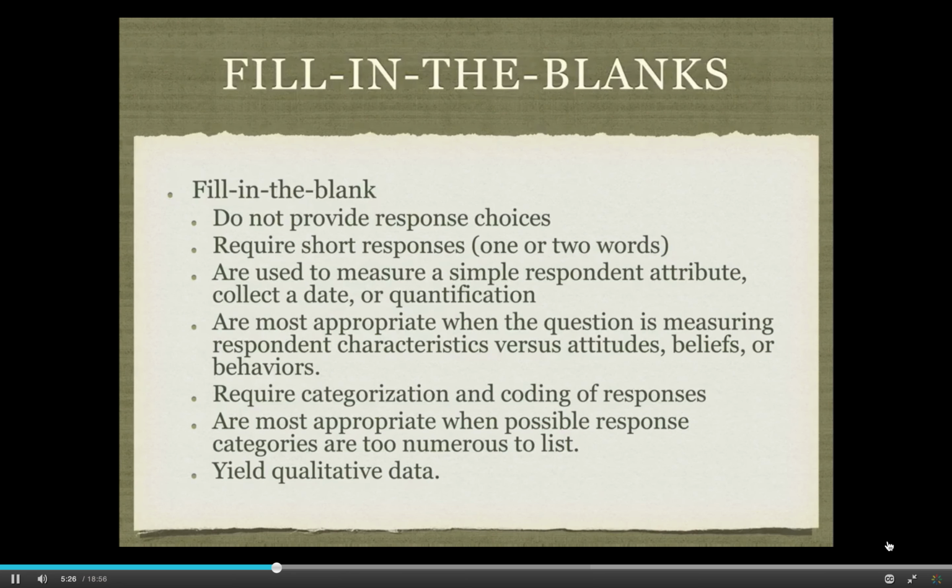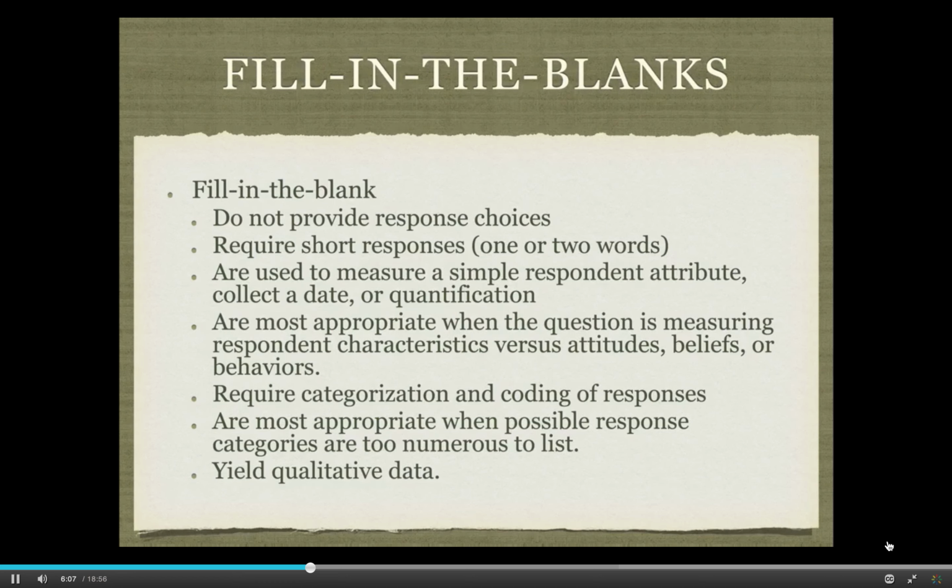Fill in the blank questions do not provide response choices, but rather require short responses of one or two words. They are used to measure simple respondent attributes, such as a date that is being collected or quantification of number of years attended school. It might also be asking attributes like race, gender, and these are very simple questions that can be used in a fill in the blank setting.